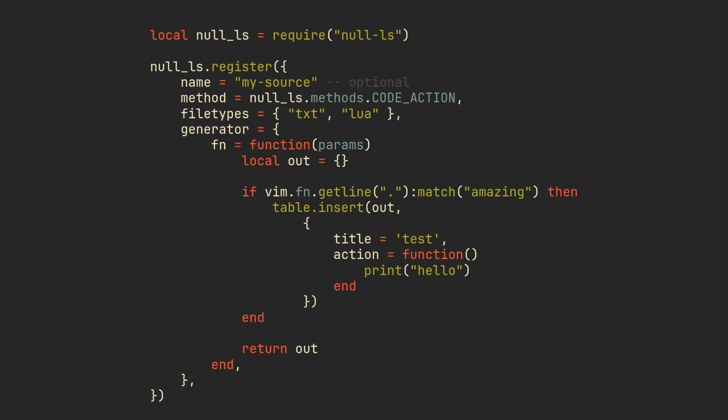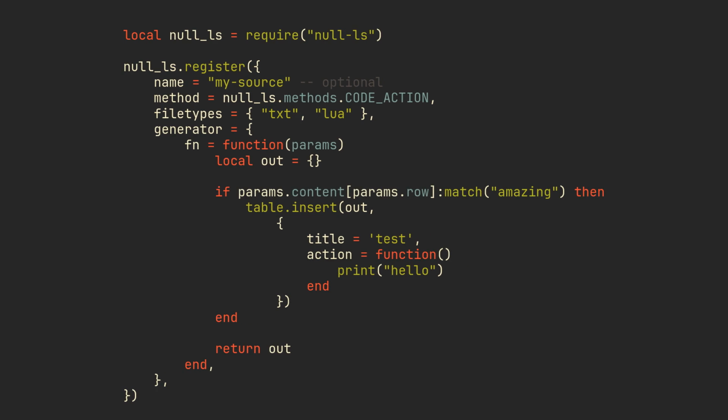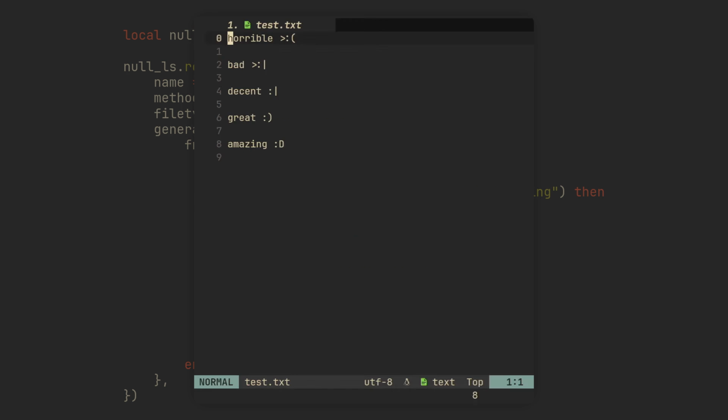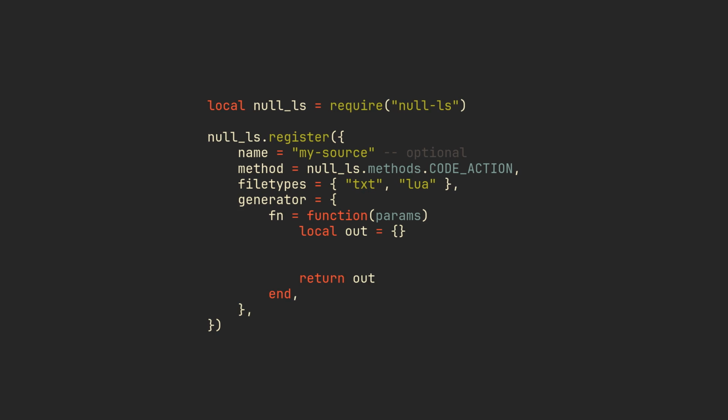Talking about content, it is also the name of the entry that contains our entire buffer text, which means that we can index it with our cursor position, located at entry named row, to access current line. Let's do exactly that, and as you can see, our code action now appears only on the lines that contain word amazing. Pretty cool, right? But what's even cooler is that we can combine this with any other part of Neovim's ecosystem to come up with some extremely cool use cases, with the most obvious example probably being TreeSitter.